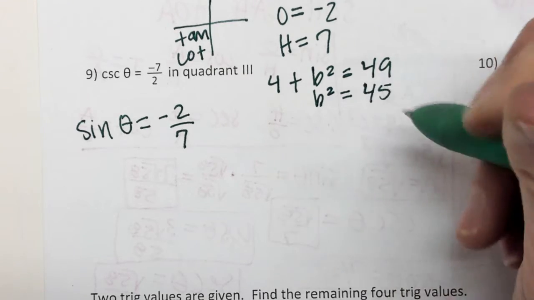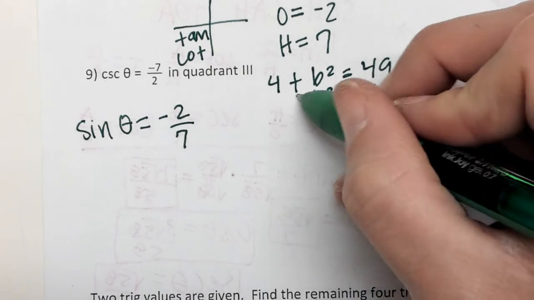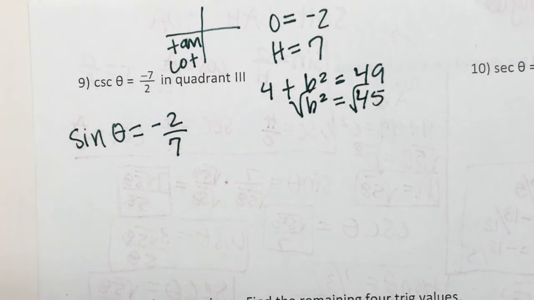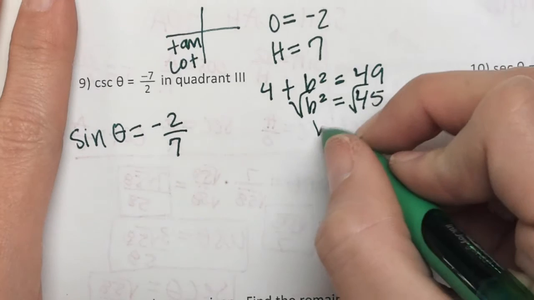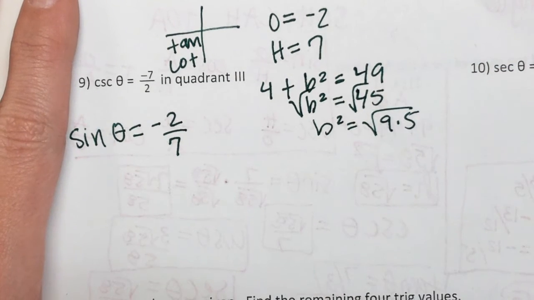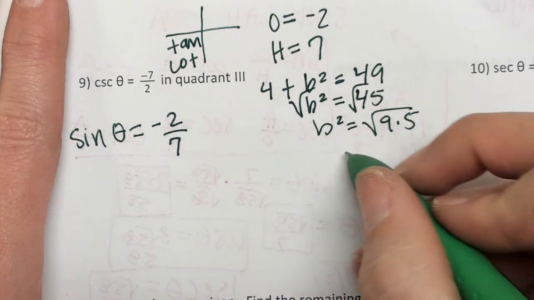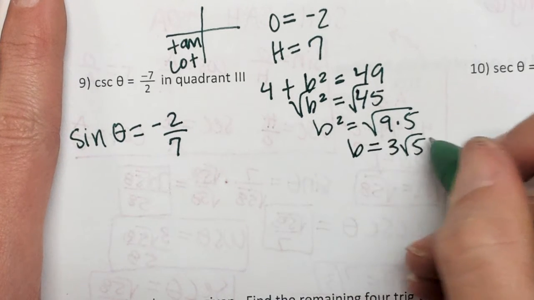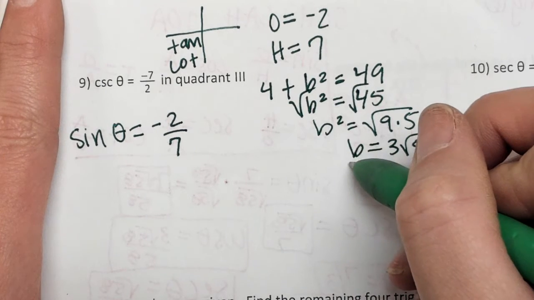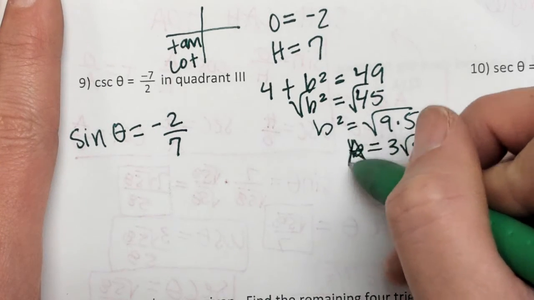And then I would take the square root. Can we simplify the square root of 45? Yes. How'd you get 3? Very good. So 9 and 5 is what we're using, because 9 is a perfect square that goes into 45. So Colby said b is 3 square root of 5, which is what we actually just found: the adjacent.